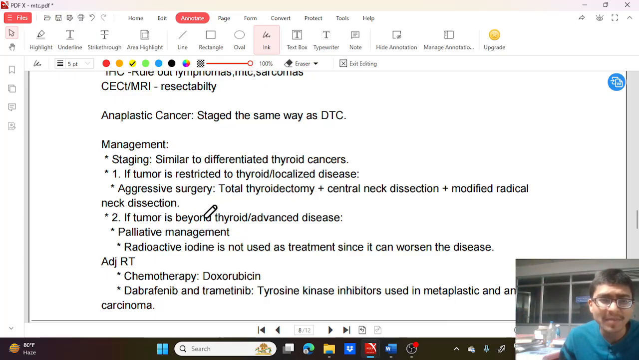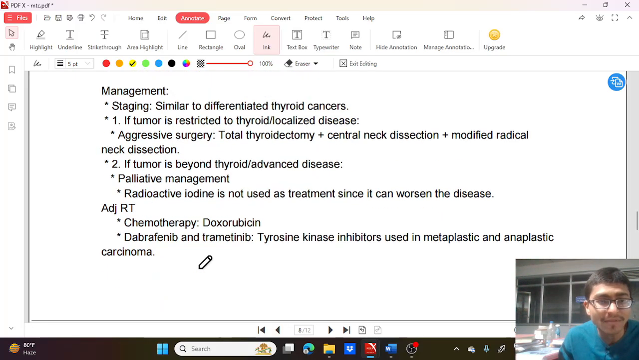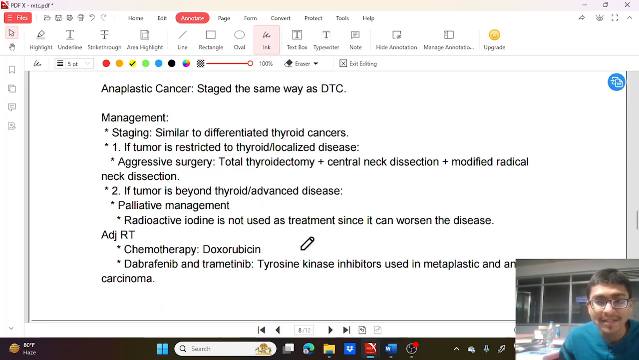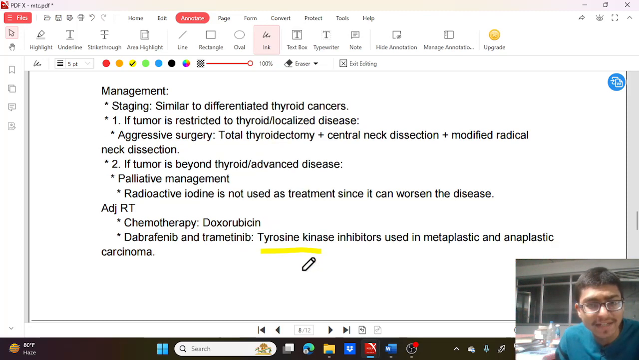And if it has spread more, the tumor is beyond the thyroid or advanced disease, we go for palliative management. Here radioactive iodine is generally not used because it is of no use, because these cells do not absorb iodine. Then adjuvant radiotherapy can be given, chemotherapy in the form of doxorubicin, and targeted therapy in the form of dabrafenib and trametinib. These are useful in anaplastic carcinoma. These are which group of drugs? These are tyrosine kinase inhibitors, dabrafenib and trametinib.